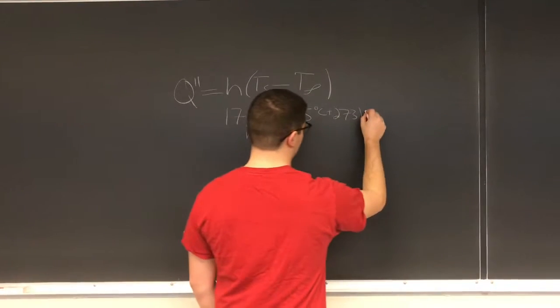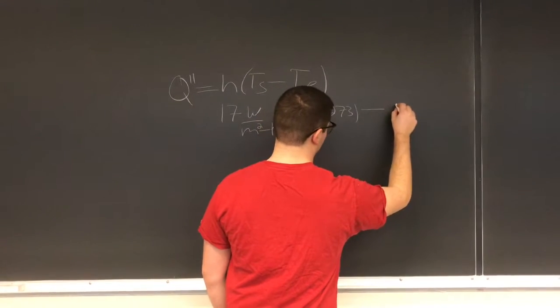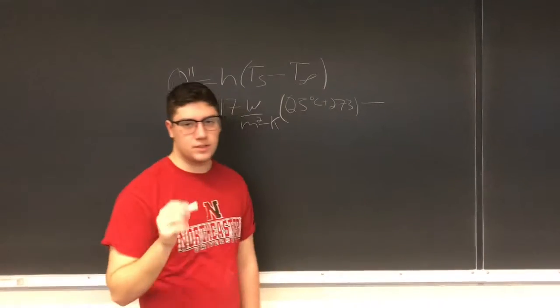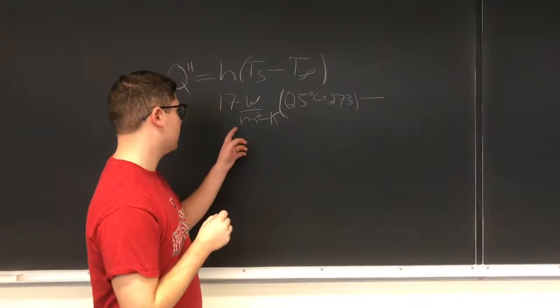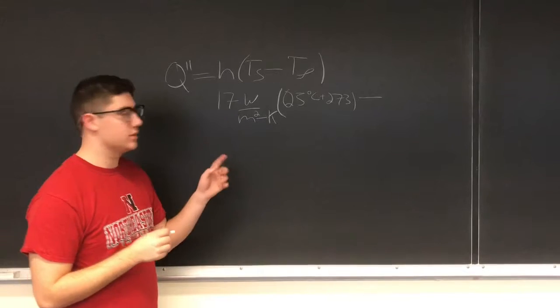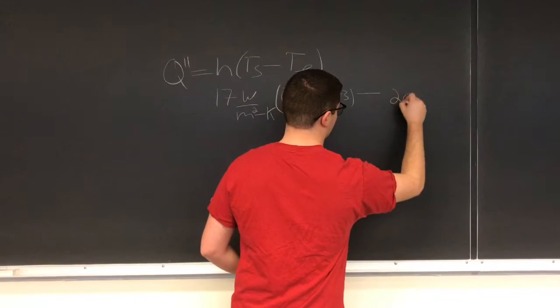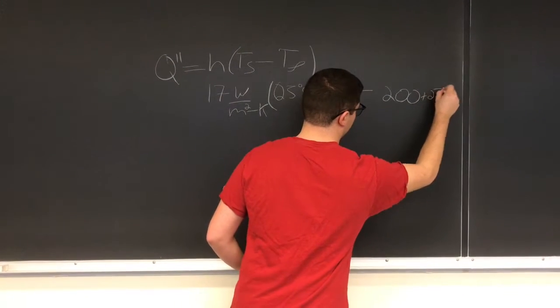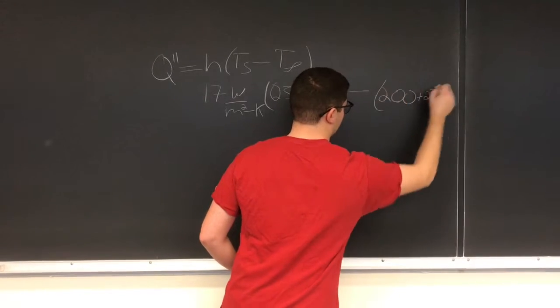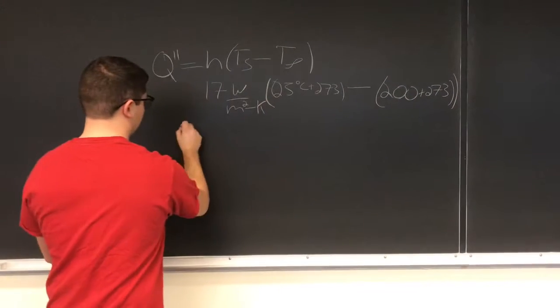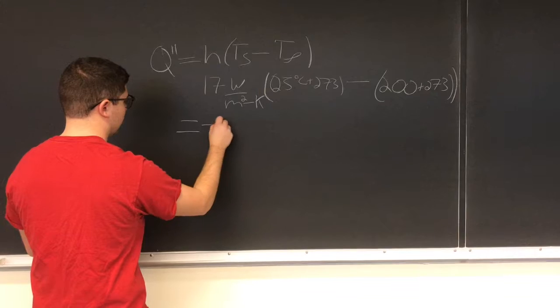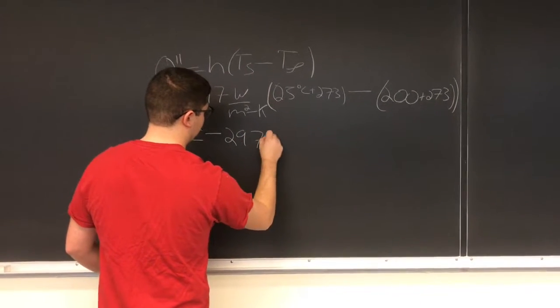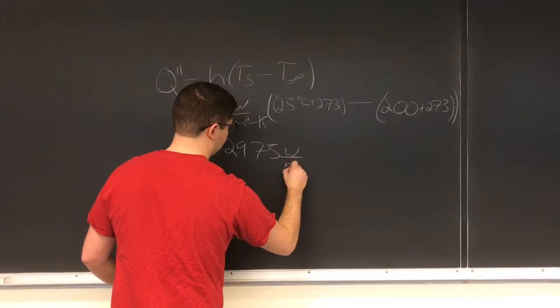And your T infinity is equal to 200 degrees Celsius. So you do minus 200 plus 273, and you get Q double prime is equal to negative 975 watts per meter squared.